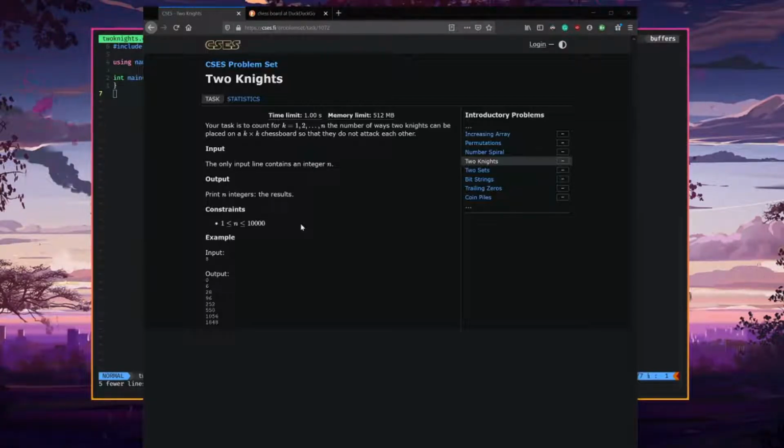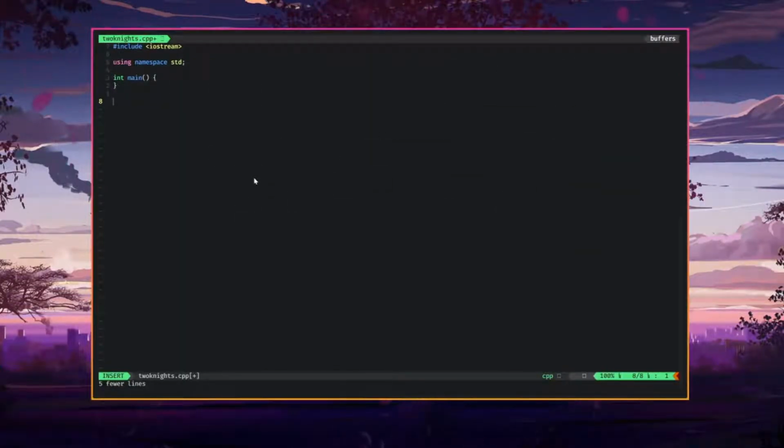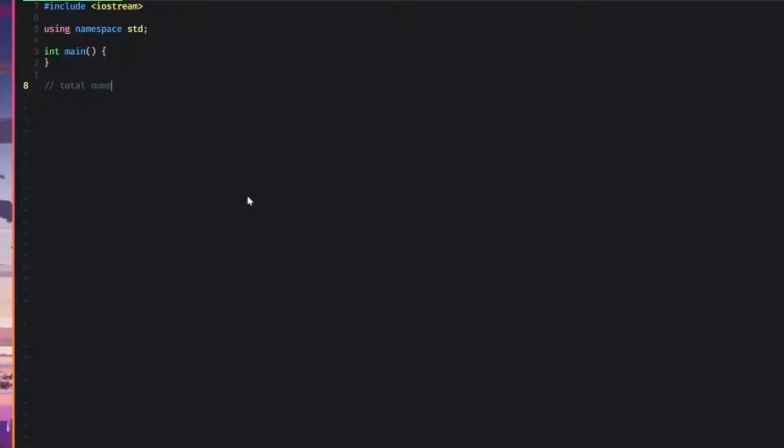So to pause both on the same page, what this question is essentially asking us is what are the total number of ways to place two knights on a chessboard such that they don't attack each other? So there's two parts to this question. What are the total number of ways to place two knights on a chessboard? So we'll handle that part first. Oh, and it's an n by n chessboard. Well, in this case, a k by k chessboard, to be specific.